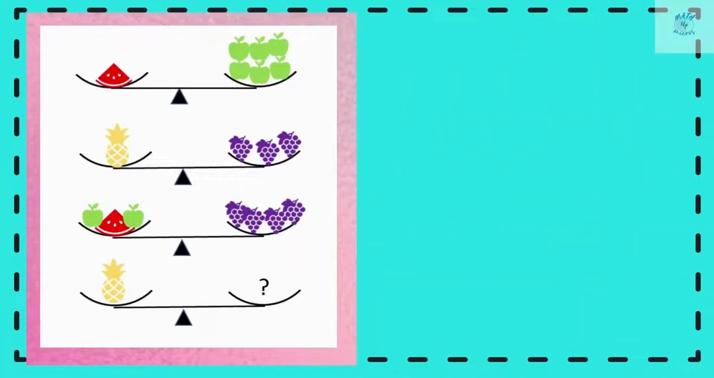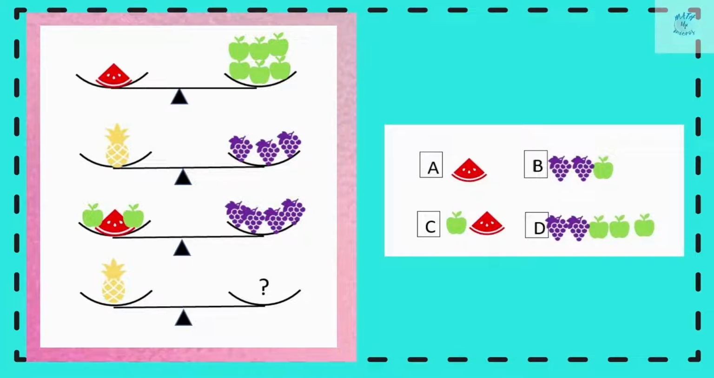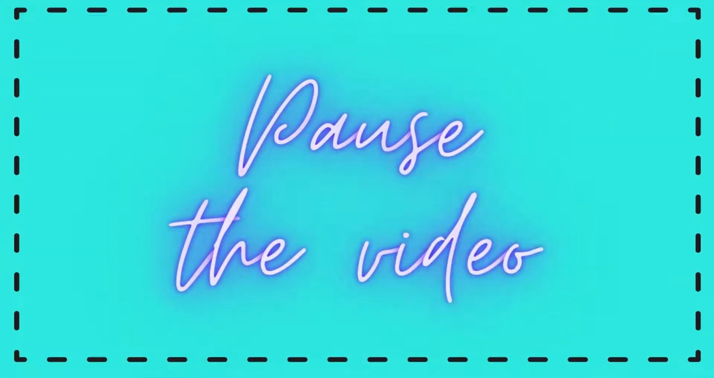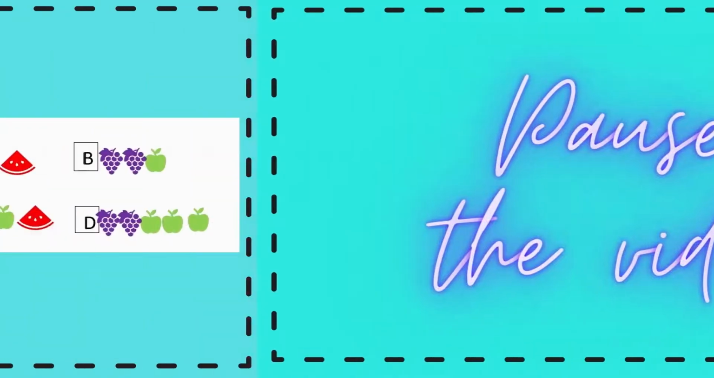Let's zoom in on the puzzle. Looks like there are 4 weighing scales, one below the other, and all are balanced, which means the weights are equal on both sides in all the 4 weighing scales. The question is to find out the equal weight for pineapple in the last weighing scale. You have also got 4 options A, B, C and D to choose from. You can pause the video if you want to try on your own, else please continue watching.